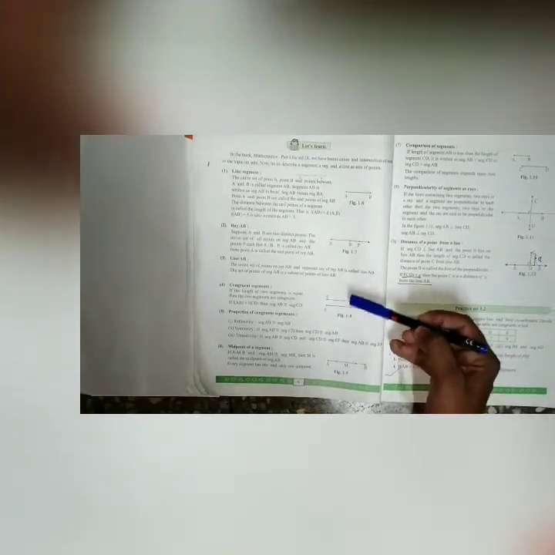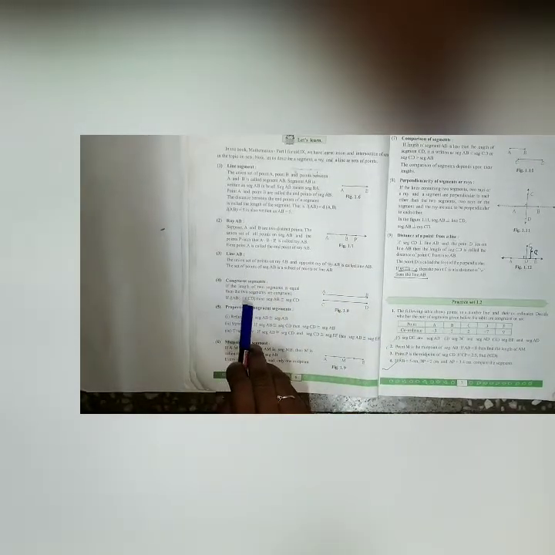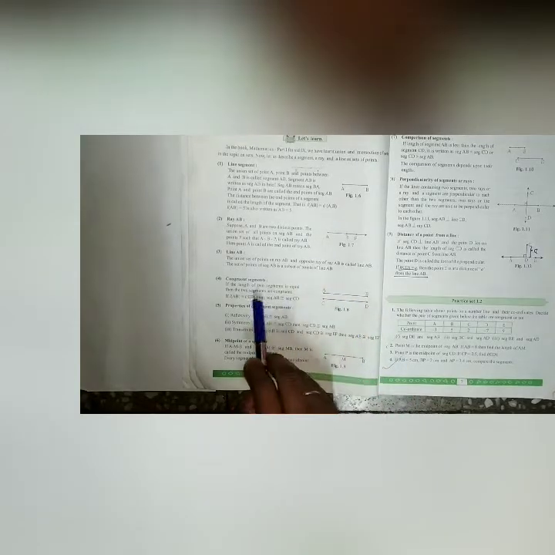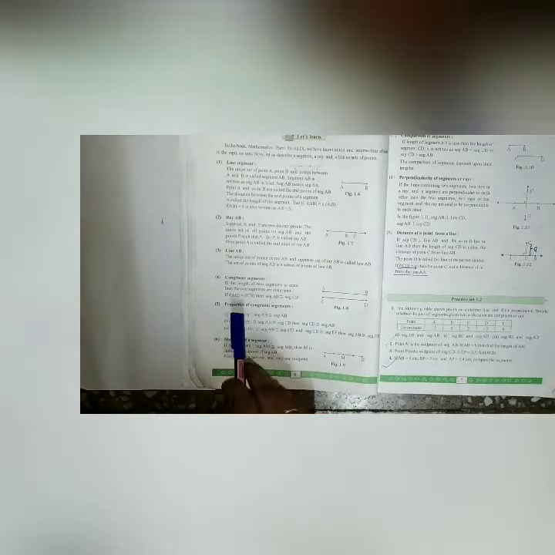From the figure, both segment AB and segment CD have equal length. Therefore, if the lengths of two segments are equal, then the two segments are congruent, and it is denoted as segment AB is congruent to segment CD. Congruent segment means equal length. If length AB is equal to length CD, then we say that segment AB is congruent to segment CD.